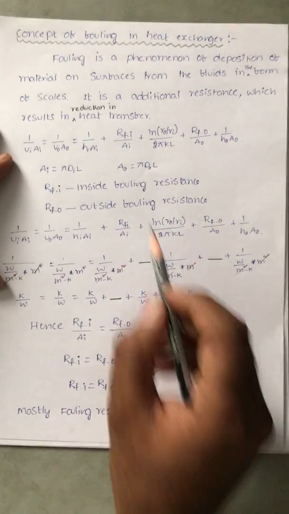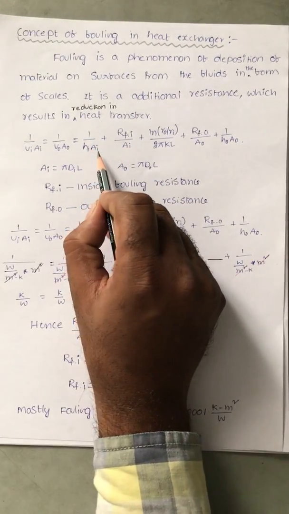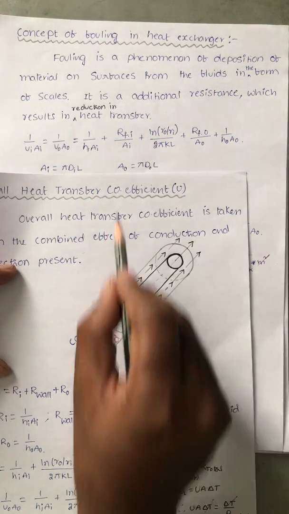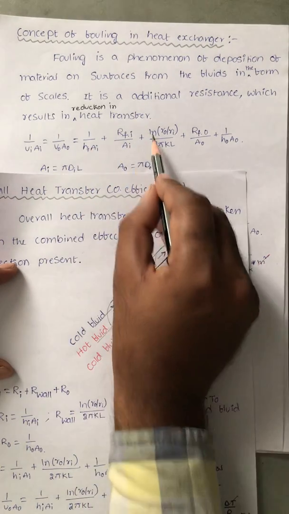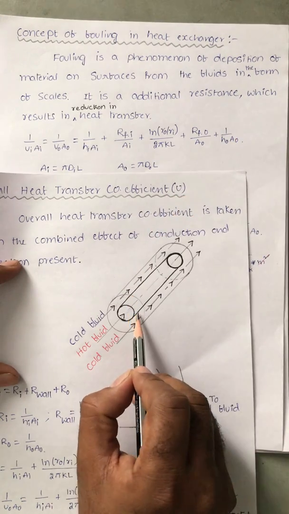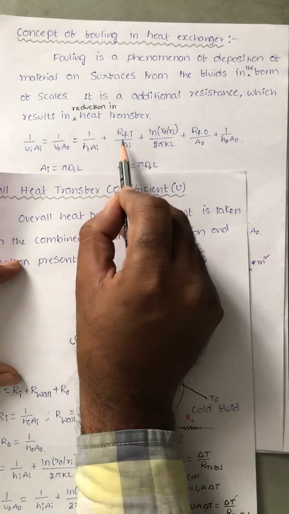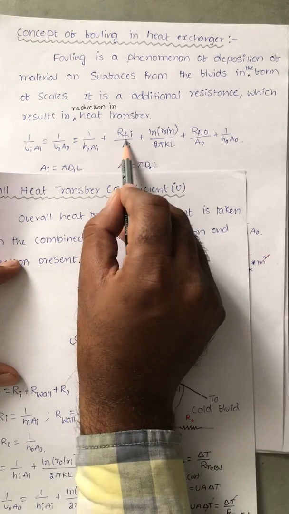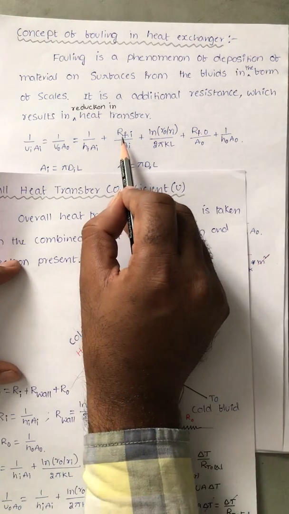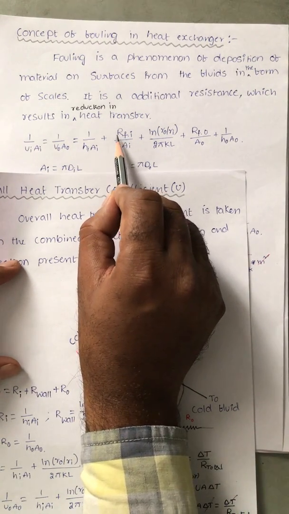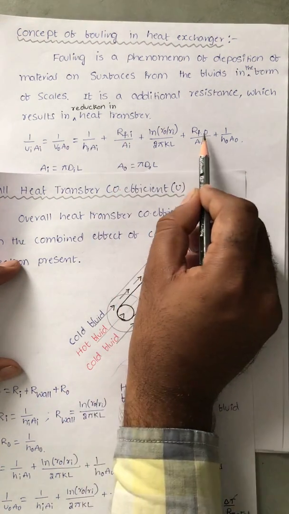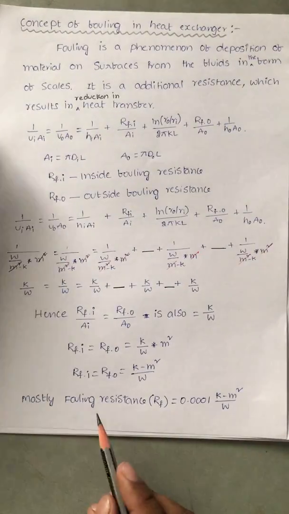So in addition to these three: 1 by HiAi, the convective resistance by the hot fluid, the conduction resistance by the cylinder, and this is the outer convection resistance. In addition to this one, inside fouling is there, that means the scales are formed on the inside surface also. So because of that some resistance is involved, that resistance we call the fouling resistance, inside fouling resistance and outside fouling resistance.